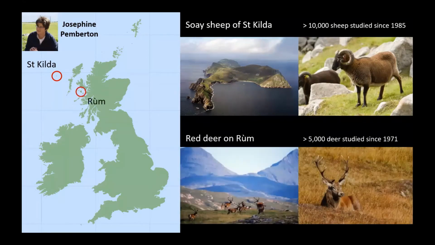And the second population that I'll talk about is red deer on the island of Rum. This is an island in the Inner Hebrides of Scotland, still quite isolated. And it's the individuals that live in the northern part of this island that have been studied on an individual basis since 1971. And we have data for more than 5,000 deer over this period.